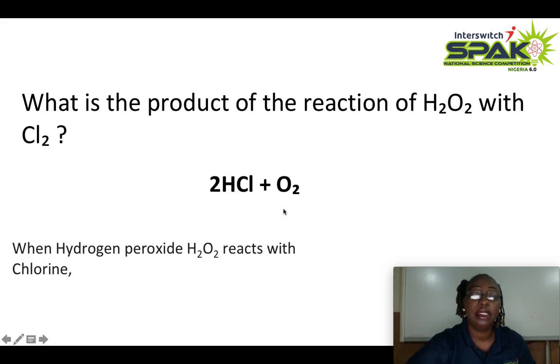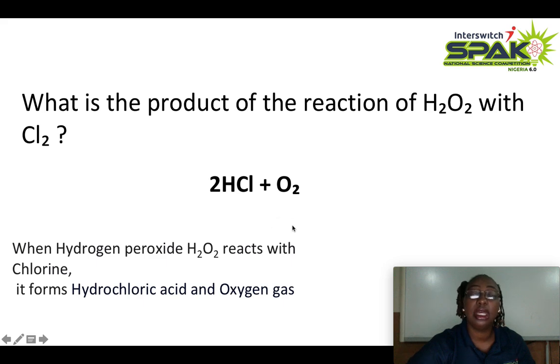When hydrogen peroxide reacts with chlorine, it forms hydrochloric acid and oxygen gas.